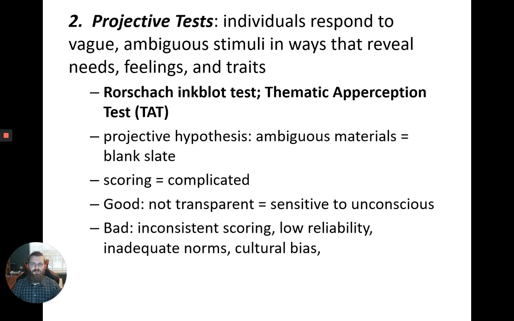And then the other category I was telling you about is the projective test. The most famous one you've probably heard of for projective testing is the Inkblot test, that's the Rorschach Inkblot test. But also the TAT, the Thematic Apperception Test, falls under this one. With the projective test, you're going to respond to vague or ambiguous stimuli, and then this is going to, in interpretation, reveal certain needs, feelings, and traits.